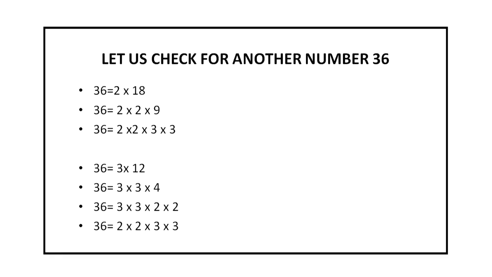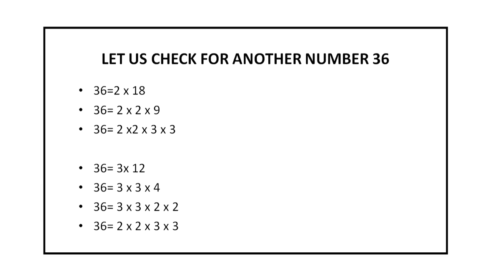36 can be expressed as the product of factors. 2 and 18 are the factors of 36. Hence, 36 equals 2 into 18. 36 can also be expressed as 2 into 2 into 9 because I have replaced the number 18 with 2 into 9. Now, for the third expression, again I am splitting the number 9 as 3 into 3, and that is why the third expression is 36 equals 2 into 2 into 3 into 3. In all these cases, the product of their factors equals 36.